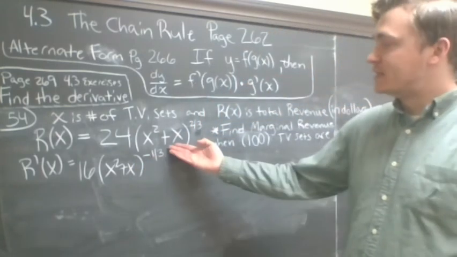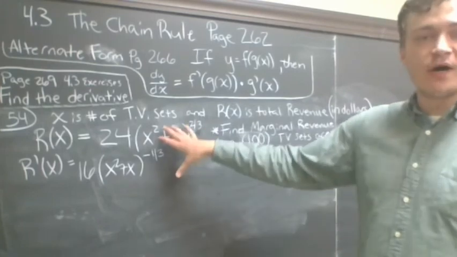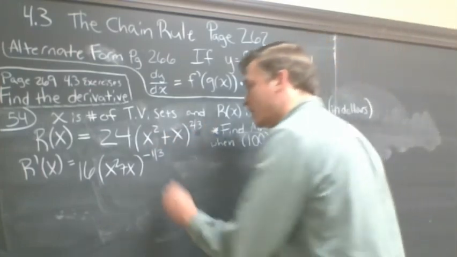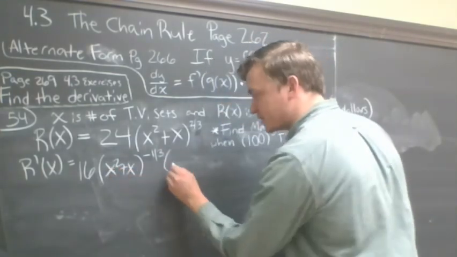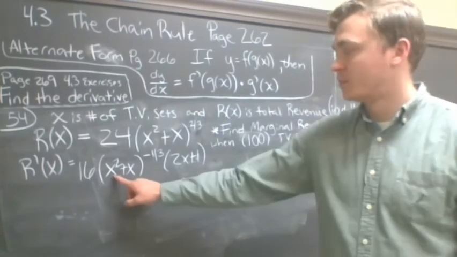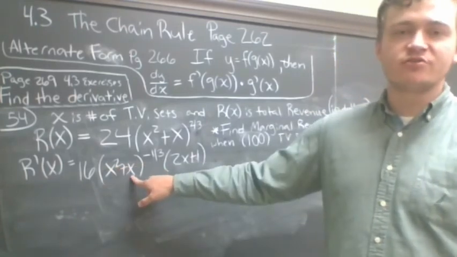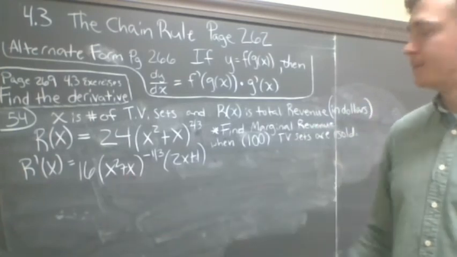Now we need to go inside parentheses and take the derivative of the inside function. Again, it's composite, so now we go to the inside. We take the derivative of x squared plus x, which is 2x plus 1. Move the 2 out front and subtract 1. Derivative of x, just drop the x, the coefficient is 1.